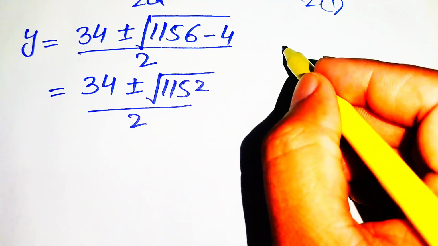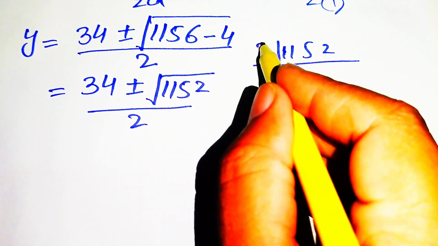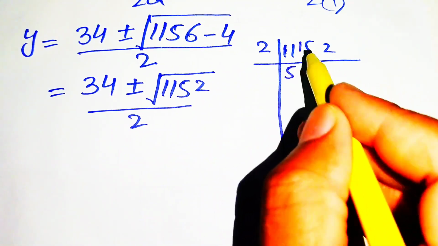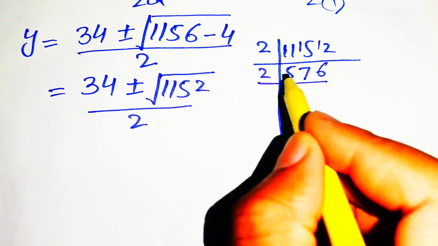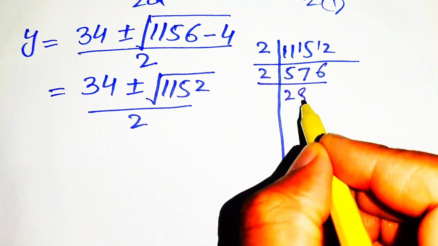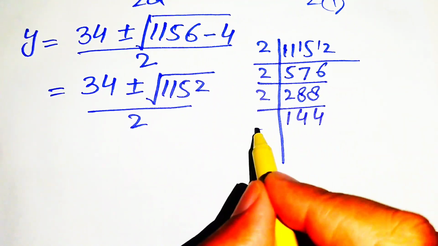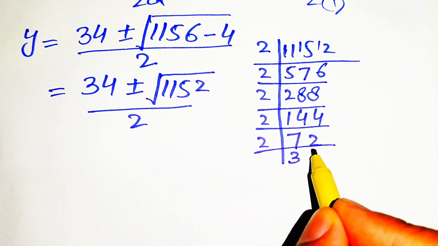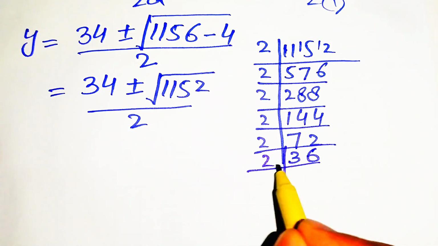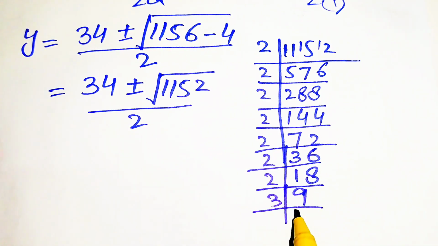1152. So here we get the prime factors of this number by this method. First we divide it by 2 and we get 2 5s are 10 and we carry 1, 2 7s are 14 and we carry 1, and 2 6s are 12. So we divide it by 2 and we get 2 2s are 4, 2 8s are 16 and 2 8s are 16. So we get 2 1s are 2, 2 4s are 8 and 2 4s are 8. 2 7s are 14, 2 2s are 4, 2 3s are 6, 2 6s are 12 and 2 18s are 36. 2 9s are 18, 3 3s are 9 and 3 1s are 3.